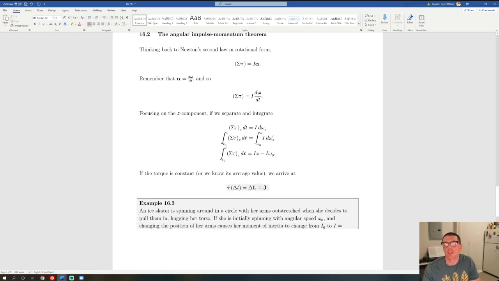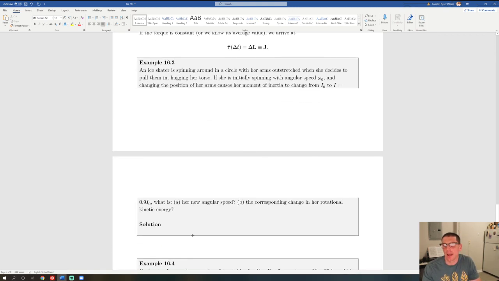Notice that this matches the form of the linear impulse momentum theorem very well. And this is something we can appeal to. Mostly what we use it for is to figure out what the average torque was on an object, or, knowing the average torque in the time interval, what its change in angular momentum is. So this will be fairly useful, and you'll get some practice applying it. Okay, so let's look at some examples. I don't really think there's very much more to say about angular momentum.